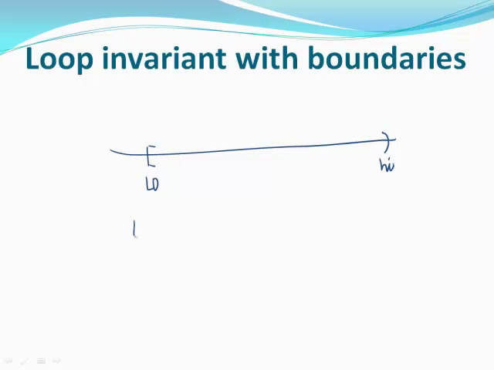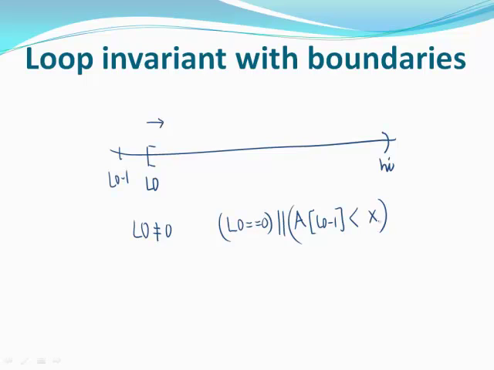Now if low is not equal to 0, we can look at low minus 1, and we do know the following loop invariant. We can just say that if low is not equal to 0, if it's not the first one, then we can look at a of low minus 1. We can be certain that x is bigger than a of low minus 1. So a loop invariant you can write is either low is equal to 0 or a of low minus 1 is strictly less than x.